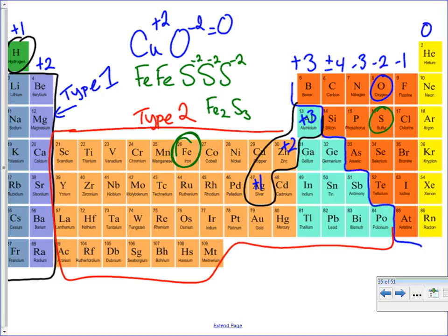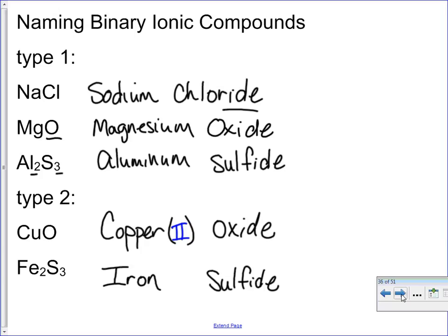What is going to balance that out? I basically have 2x, and it has to balance out that -6. So it's actually going to be +3. So each iron is +3. So how are we going to name it then? Iron what?